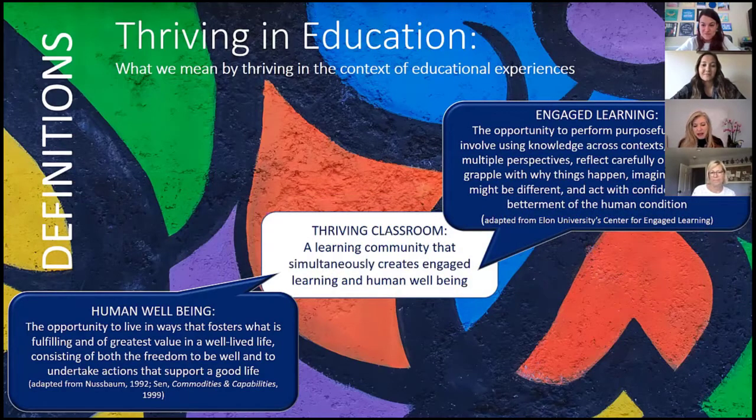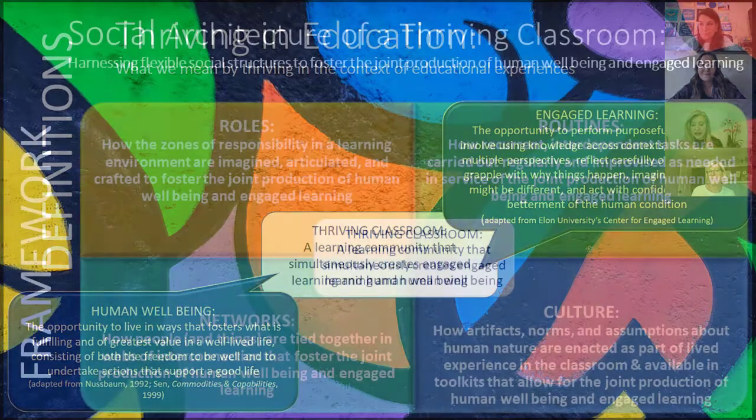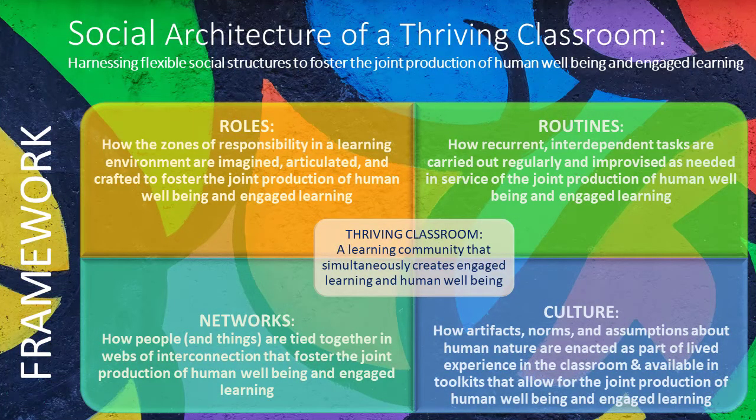I want to remind everybody on this slide that Stacy now shared with us in a fabulous way, that we're talking about thriving classrooms. We're defining that thriving as the joint and simultaneous production of engaged learning and human well-being. And with that reminder, we can move ahead to look at the social architecture framework that we introduced in our last session and that we're reintroducing in this session.